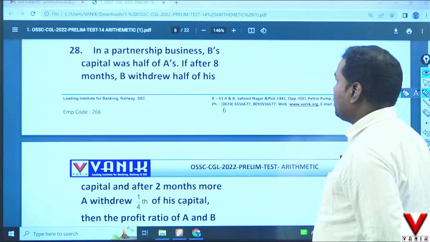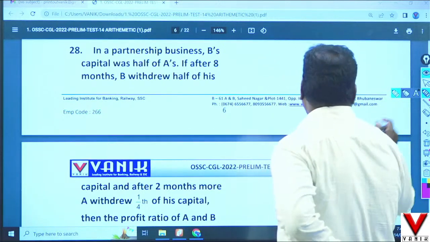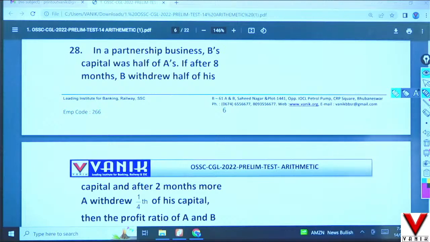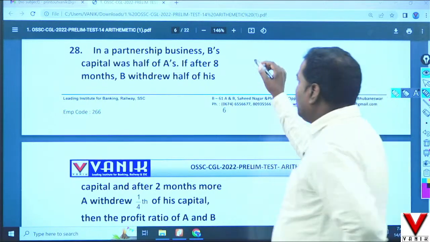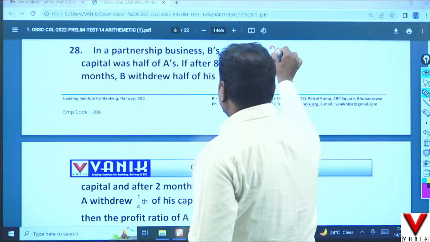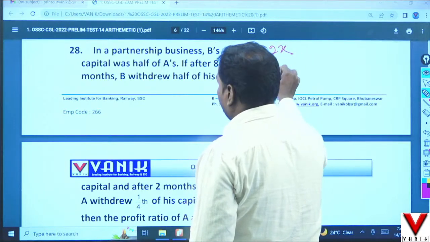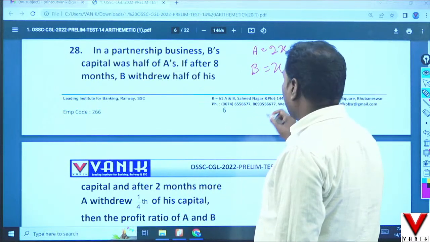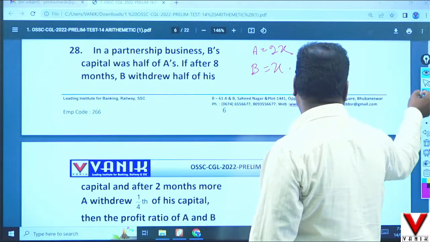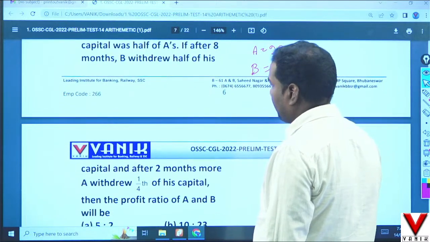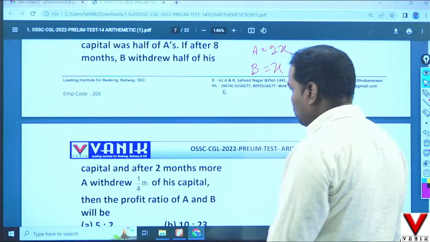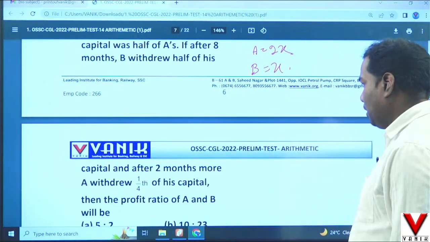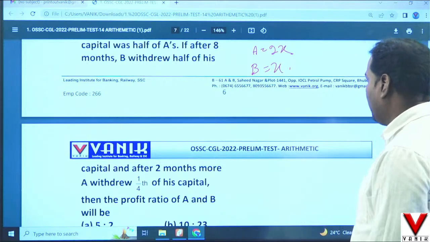In a partnership business, B's capital is half of A's. Suppose we consider A is equal to 2x, then B is equal to x. If after 8 months B withdraws half of his capital, and after 2 more months A withdraws 1/4 of his capital, then what will the profit ratio of A and B be?